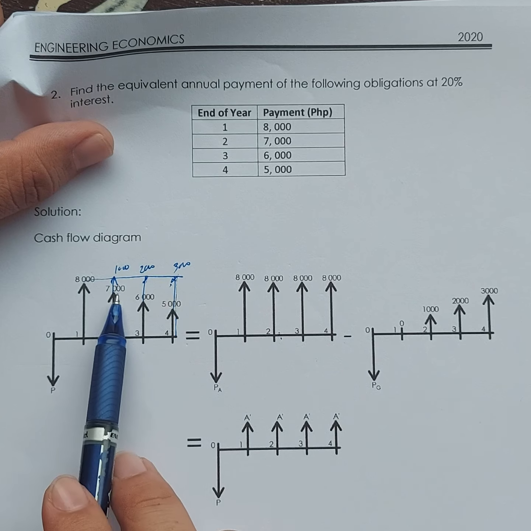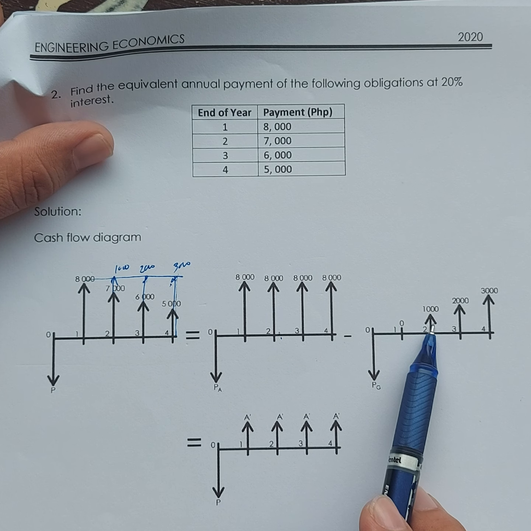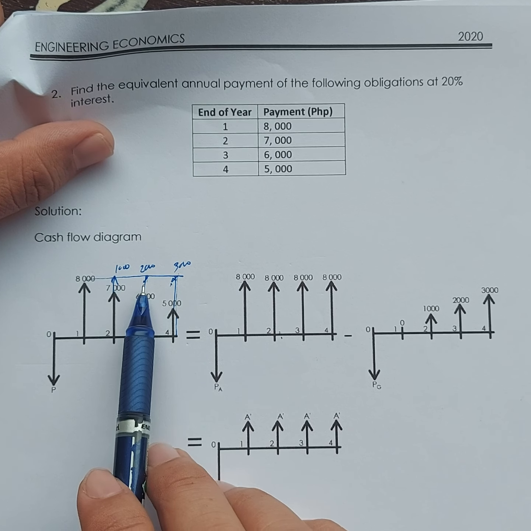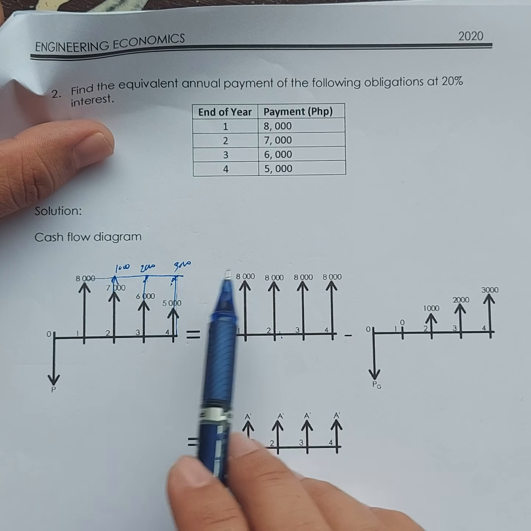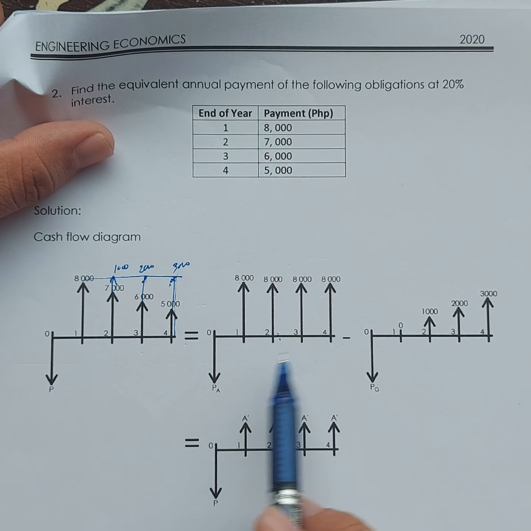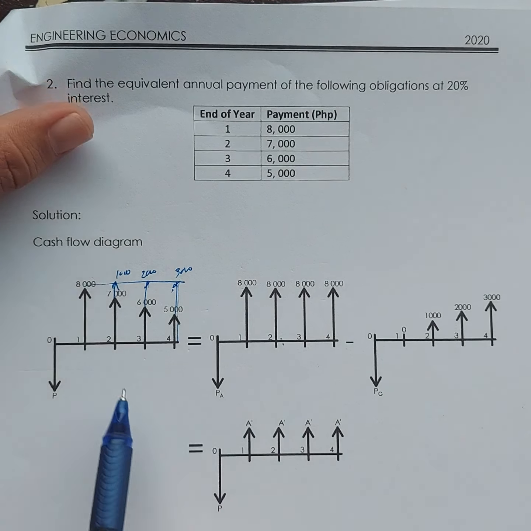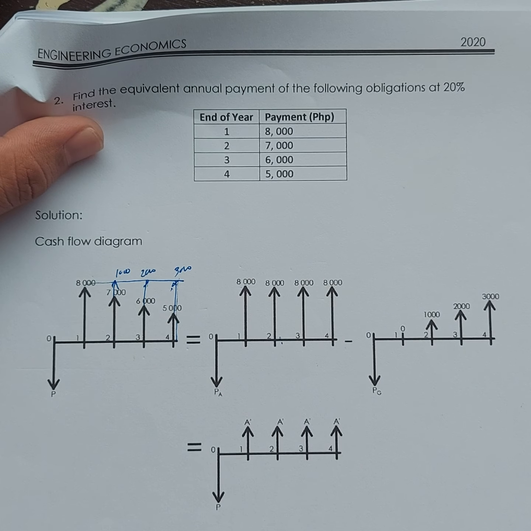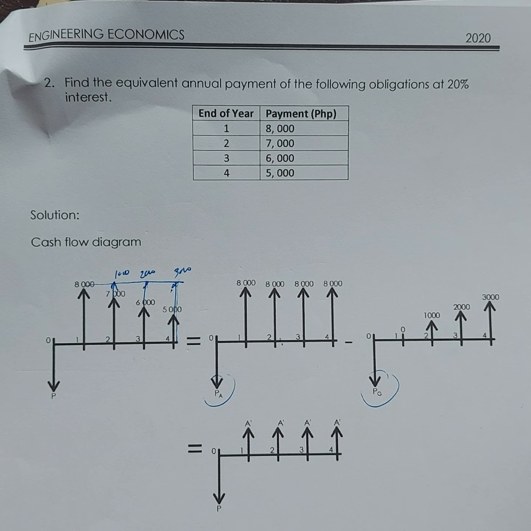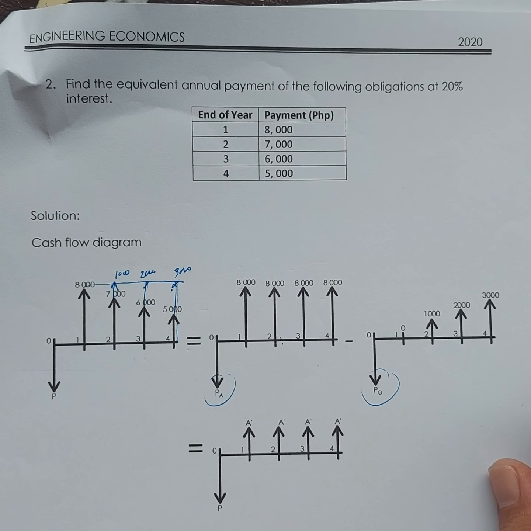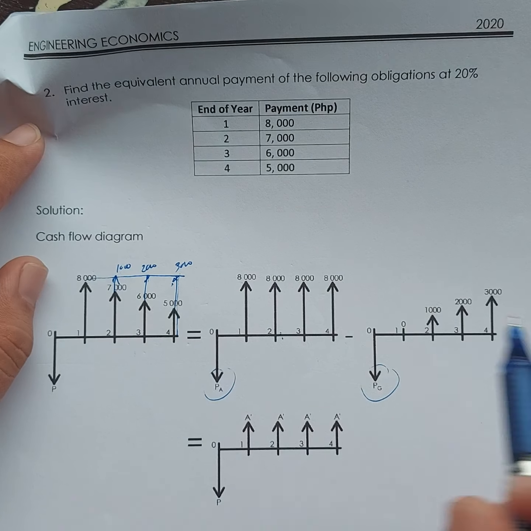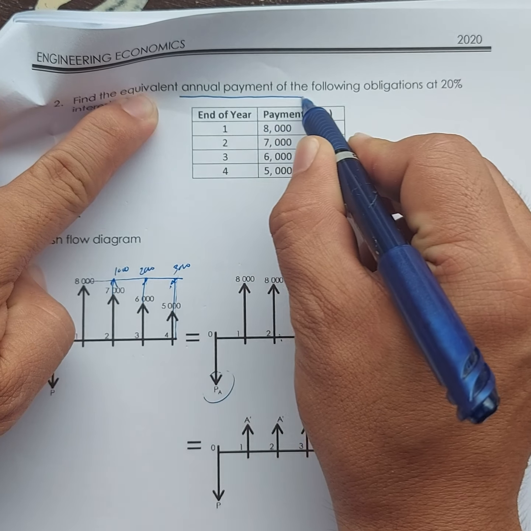So 8,000 minus yung 1,000 is 7,000. Ganun din dito. So 8,000 minus 2,000 and 8,000 minus 3,000, then that should be 5,000 pesos. So basically these two cash flows, when you subtract them, is just the same with the original. So we have PA and then we have PG here. And then i-convert natin ulit just like the first problem, i-convert natin yan sa equivalent annual payment.